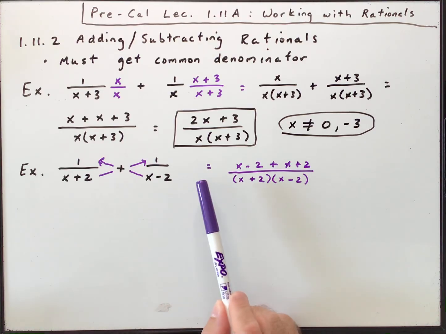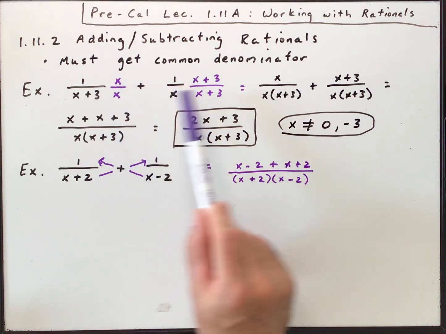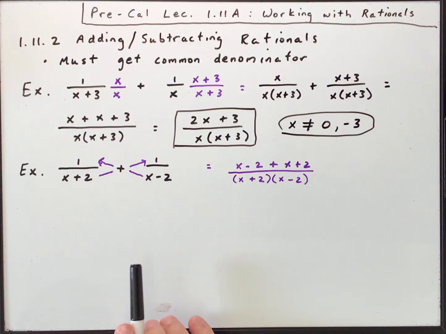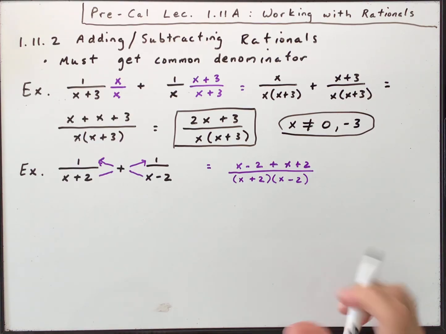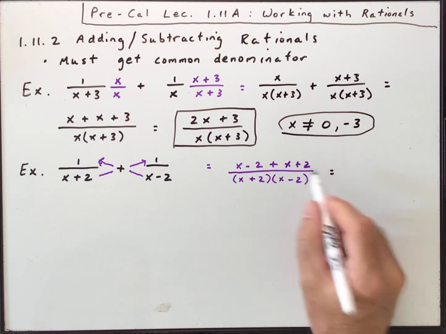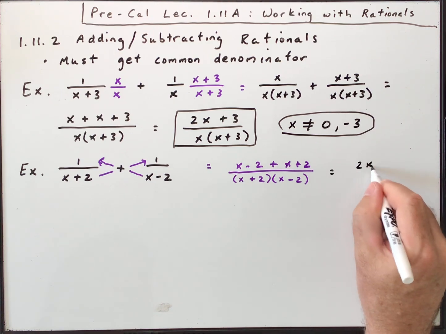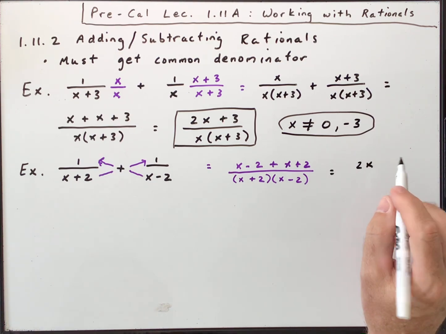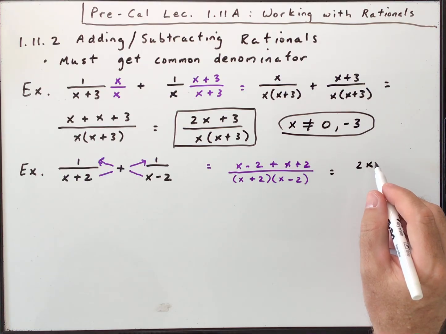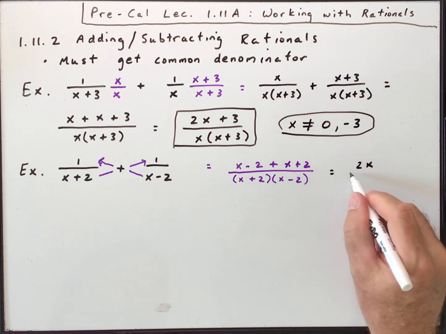You do not have to do that. You can do it this way by multiplying by a clever version of 1, if you want. If it's more than 2 terms, doing it this way will just mess you up. But if it's 2 terms, you can do it this way. So now what we have is the -2 and the +2 cancel out. You just have 2x on top. And we have x plus 2 and x minus 2 on the bottom.